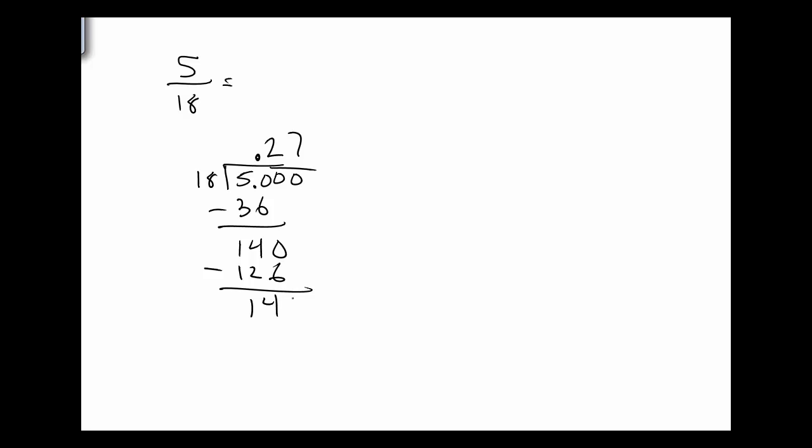Hey, what do you notice is going to happen here? I'm going to get this 140 over and over again, right? So, what's the piece that repeats? It's the 7, and it's got a period length of 1. So I've got 1 digit in the repetend.